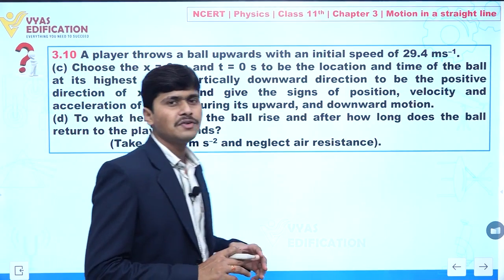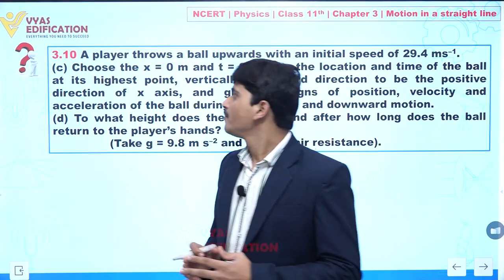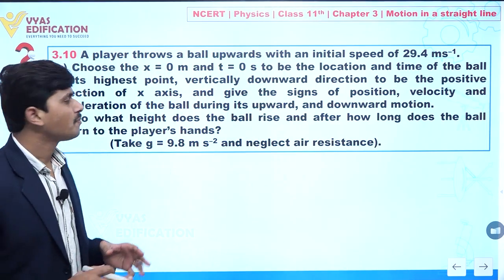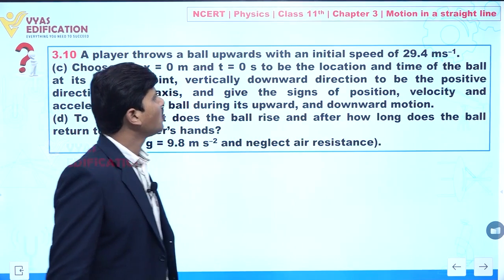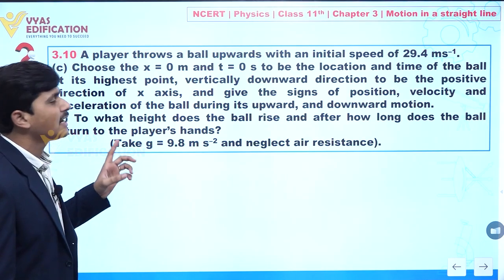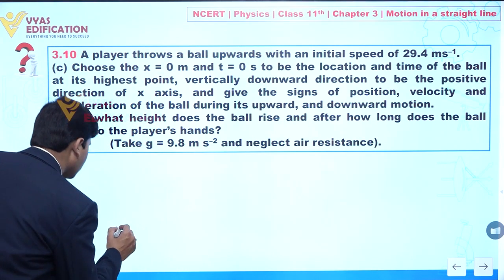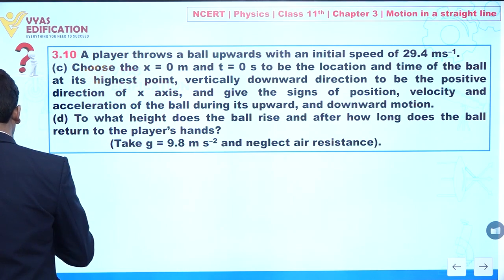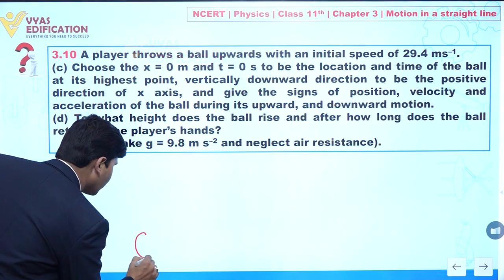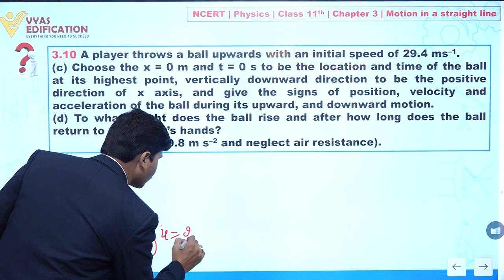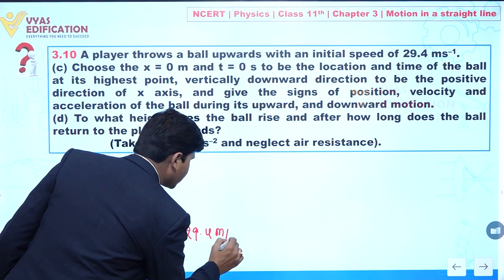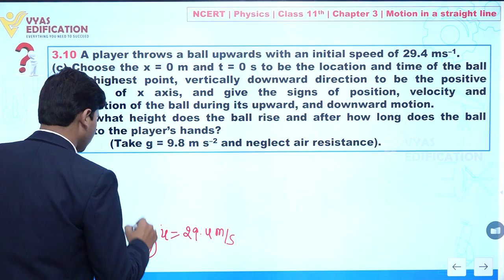Now actually we have two more parts of this question. If we concentrate on part C, we choose x equal to 0 and t equal to 0 to be the location and the time when the ball is at the highest point, meaning we are throwing a ball in a vertically upward direction with speed u equal to 29.4 meters per second. This is given to you.